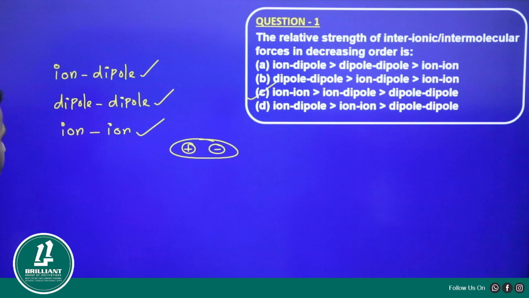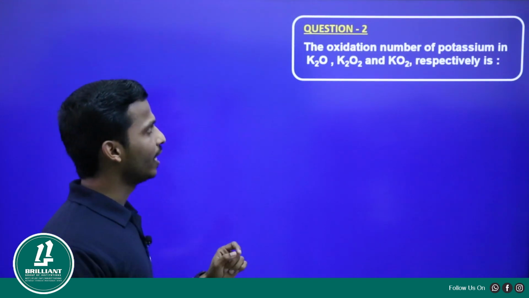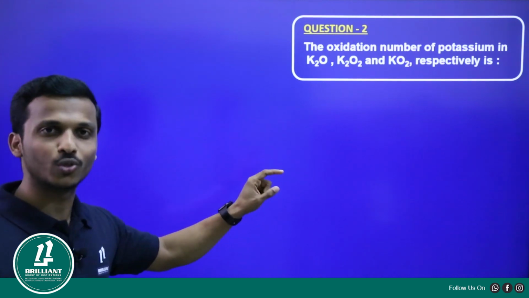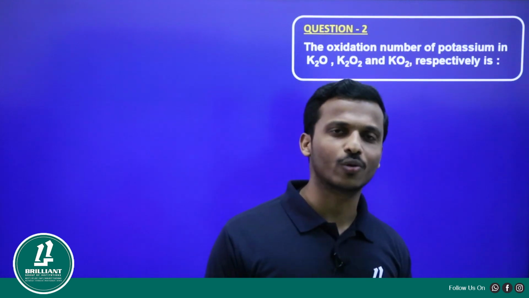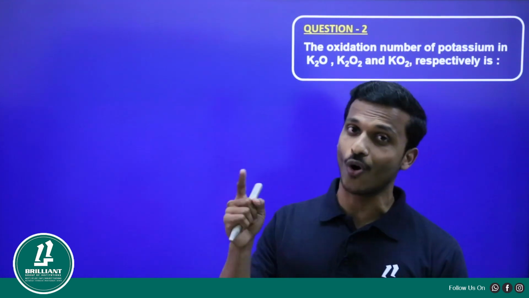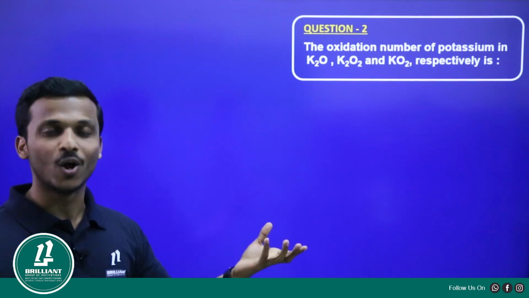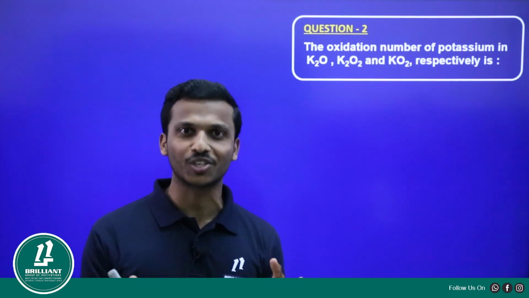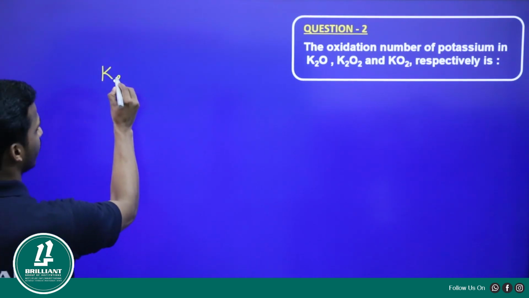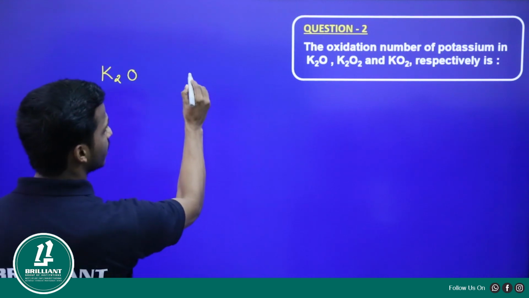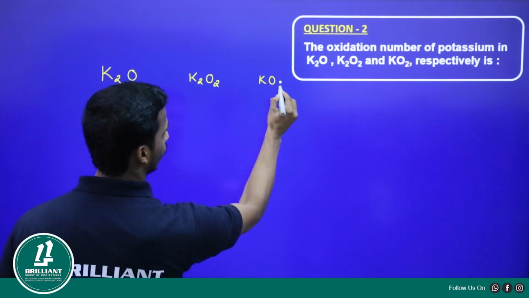Let's go to question number 2. The oxidation number of potassium in K2O, K2O2 and KO2 respectively is. Mostly they will ask the oxidation state of oxygen in these kinds of species, but here there is a simple question: what is the oxidation state of potassium in these species? The species given are K2O, K2O2 and KO2.